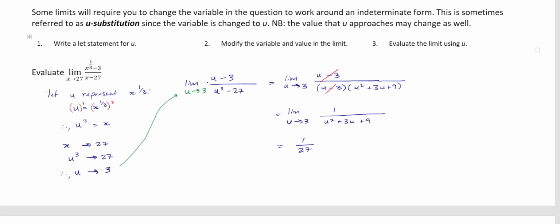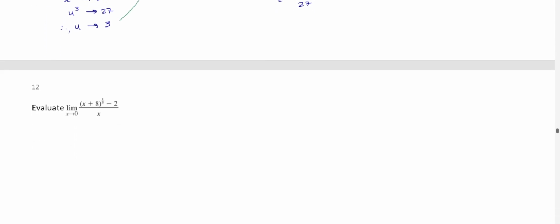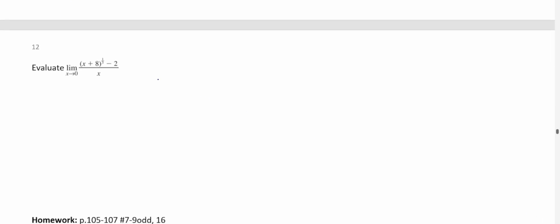I do some u substitution here for x to the power of 1/3. That's just u, right? And x is u cubed, so I do that. I use my difference of cubes, and I evaluate the limit. Okay. Now we can make this a little bit more complex.